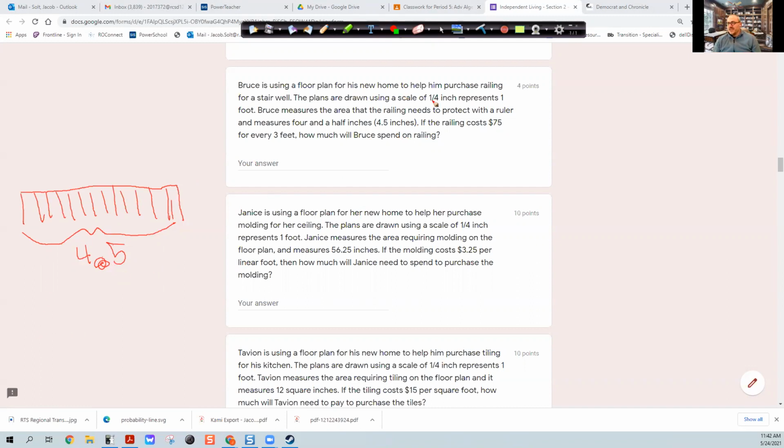Okay, so I have a situation. What's the scale? The scale is 1/4 inch represents 1 foot. So let me start with a proportion here. 1/4 inch is the same thing as 0.25 over 1 foot, and that's going to be equal to the inches on the floor plan divided by the number of actual feet in the room. I have the number of inches on the floor plan, so I want that up here with inches. The actual feet is going to be my x, so this is the problem I have to solve for.